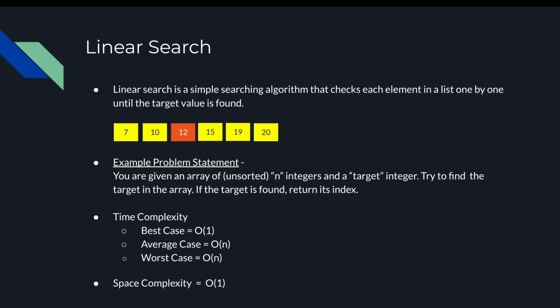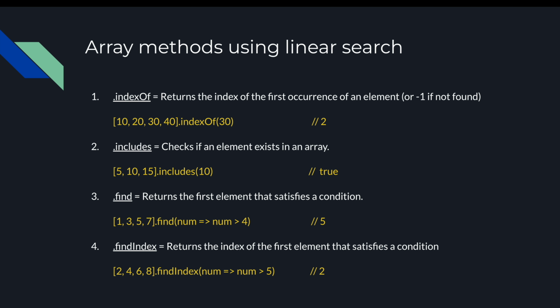Now let's look at some of the inbuilt array methods that are using linear search behind the scenes. As you already know, .indexOf is a method that returns the index of the first occurrence of the element. If that element does not exist, then it will simply return -1. If you see in this array, the index of 30 is 2, right? And this method runs linear search behind the scenes to find out the index.